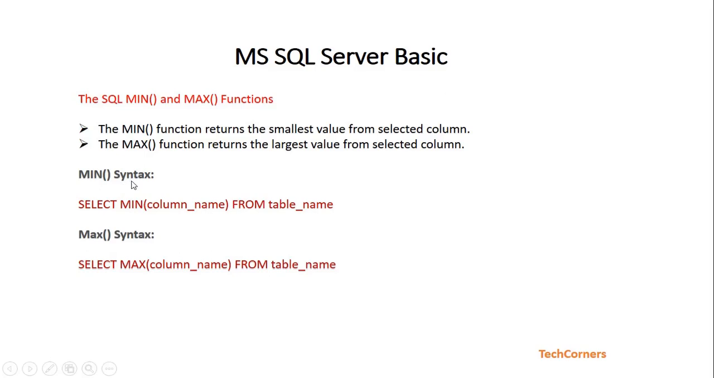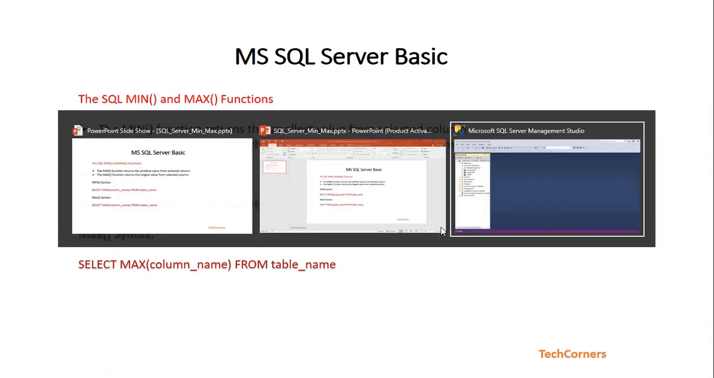Here is the syntax for the min function: select min and specify the column name from the table. And the max function syntax: select max column name from table name. Let's see quickly in SQL Server how we can do this.